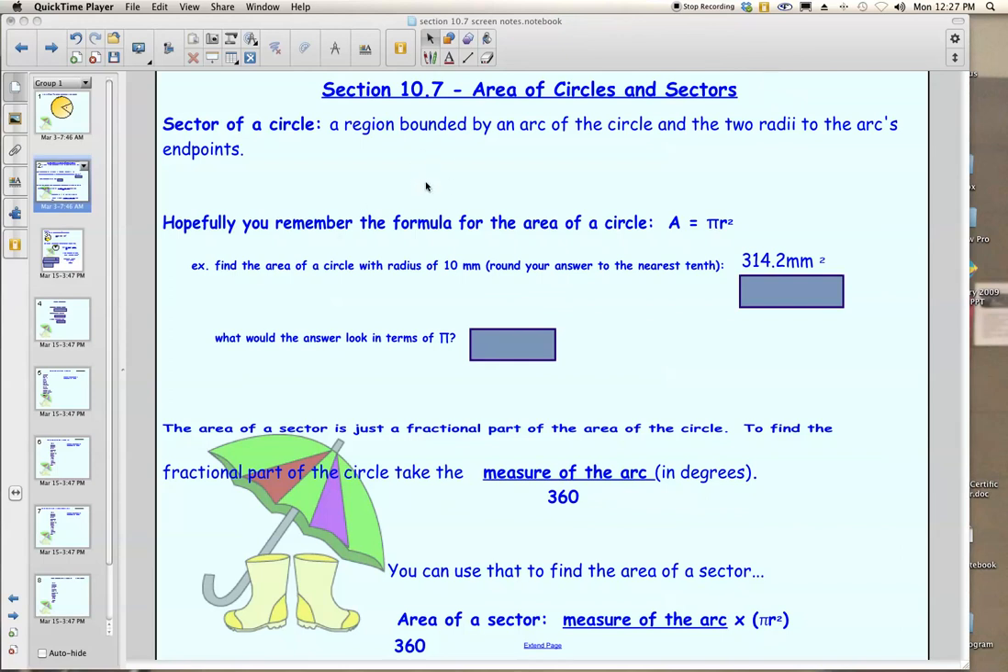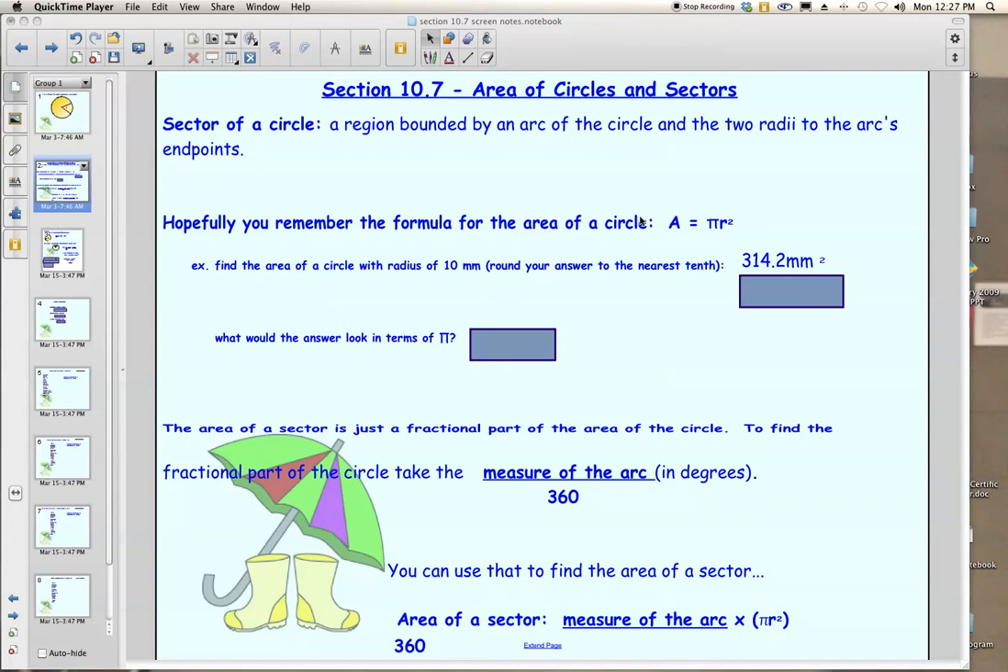The last section in chapter 10 is on the area of circles and their sectors, which means their pieces. A sector of a circle, by definition, is a region of the circle that is bounded by the arc on one side and two radii on either side of it. It is basically a pie-shaped piece of the circle.